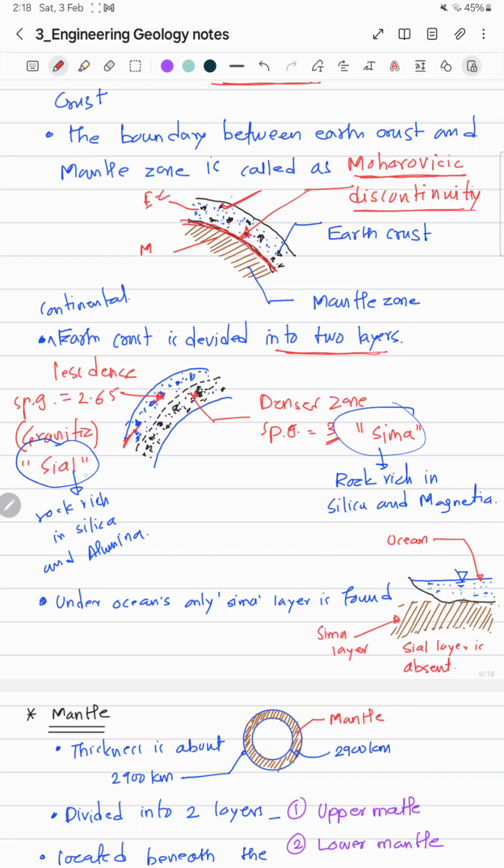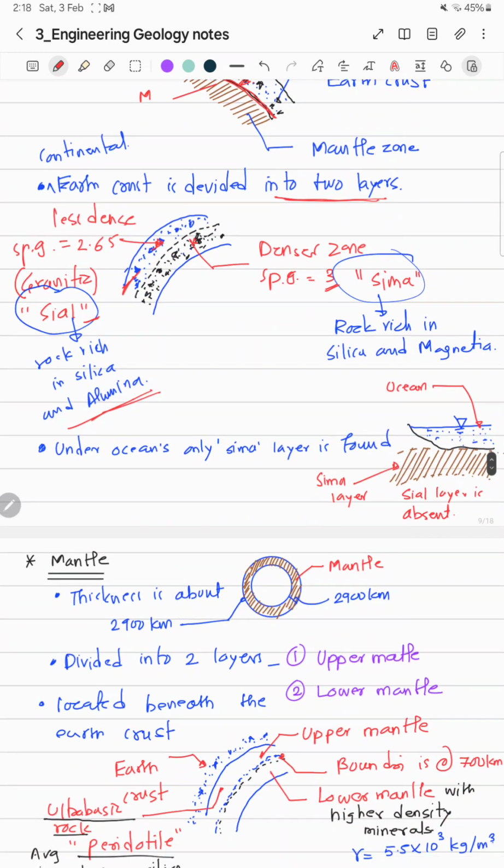The meaning of SIAL is rock rich in silicon and alumina. In this SIAL layer we find rock which is rich in silica and alumina, whereas the SIMA layer is the denser zone, the lower zone of the earth crust. It has a specific gravity of 3. It is rock rich in silica and magnesia.